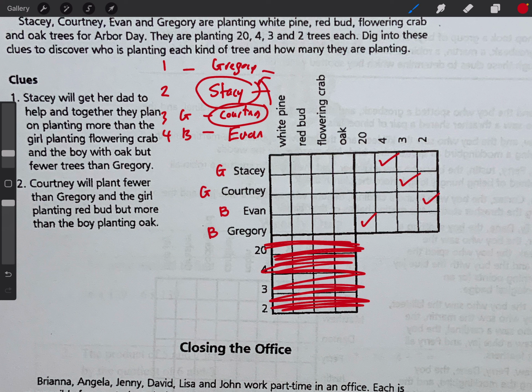But more than the boy planting oak. So Courtney's more than Evan, and Evan is the other boy that's planting oak. So Evan must be the one doing oak. Now let's go back. That's all the clues there.